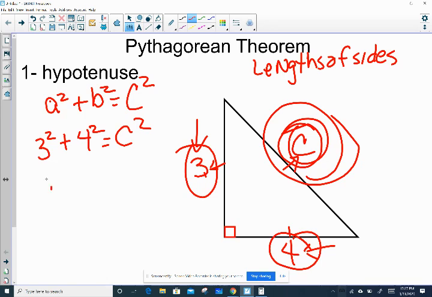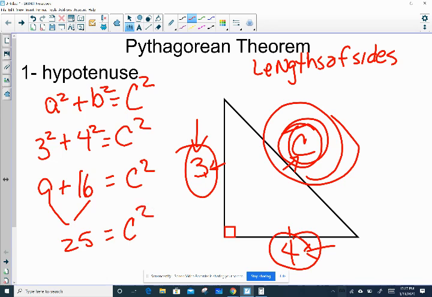So 3 times 3 is 9. 4 times 4 is 16. And that equals C squared. Well, 9 plus 16 is 25. So 25 equals C squared.